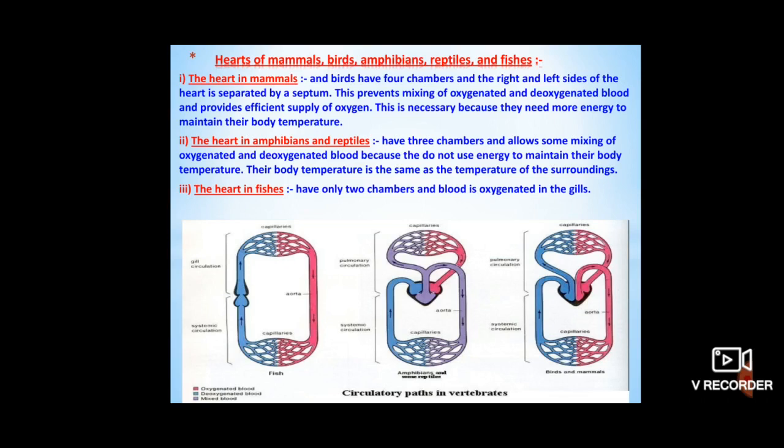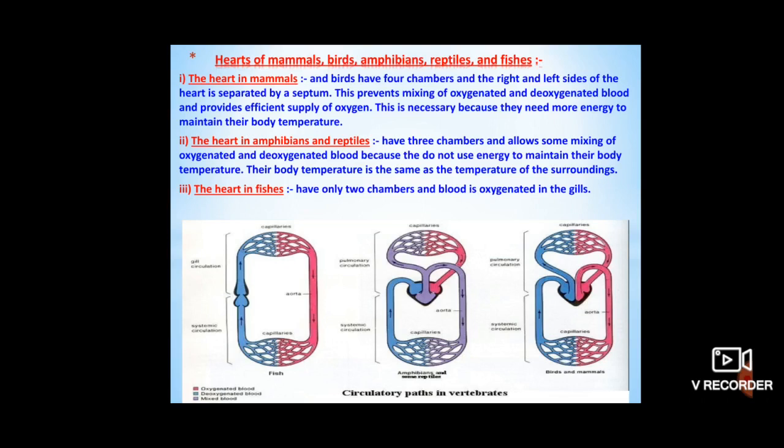These auricles and ventricles are separated by the septum. The left ventricle pumps the oxygenated blood to all the parts of the body. Then the right ventricle helps to transport the deoxygenated blood towards the lungs for the further purification process. So these are the concepts we discussed in the previous video.